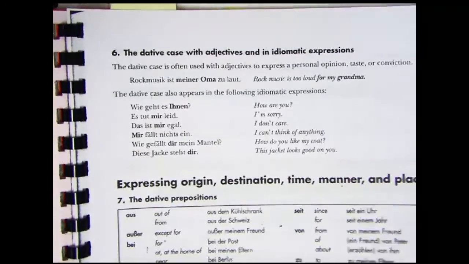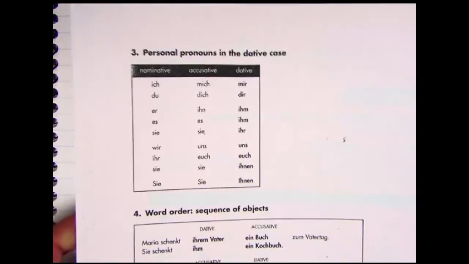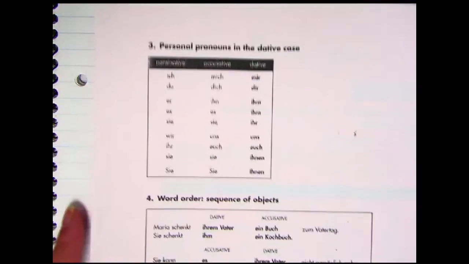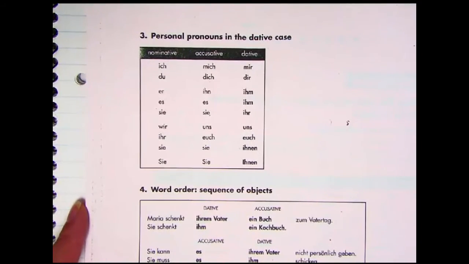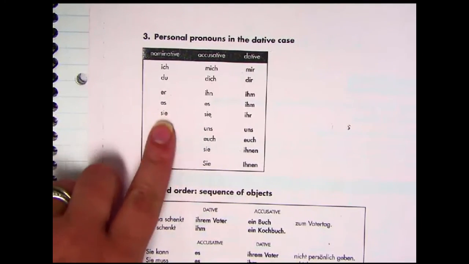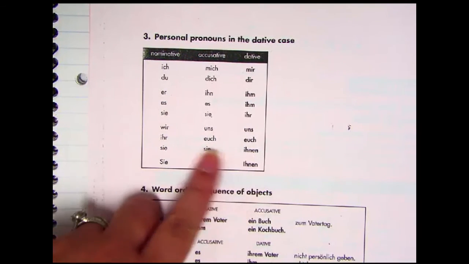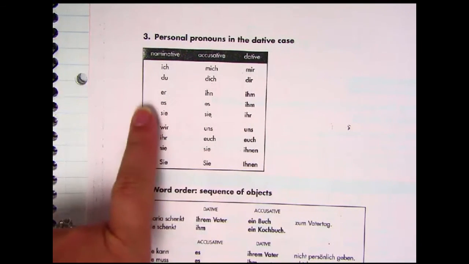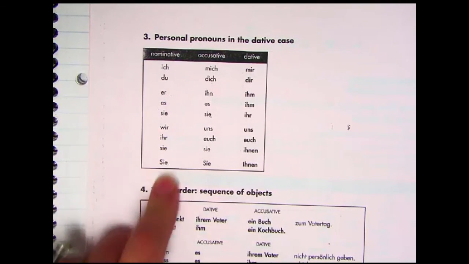If you don't remember those, whether you have them in your notes or not, in your workbook, this is page 210, you have the list of all of the pronouns that you've learned. Dative is the bolded, nominative is in the front.